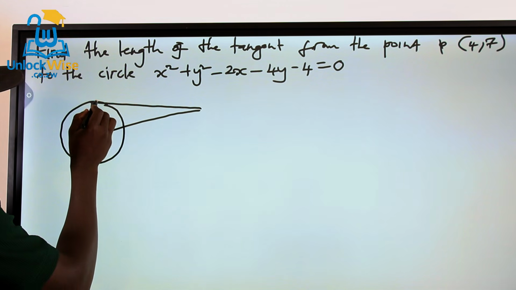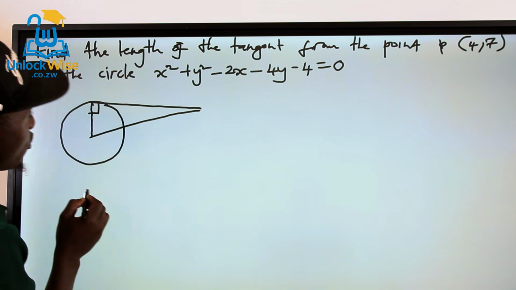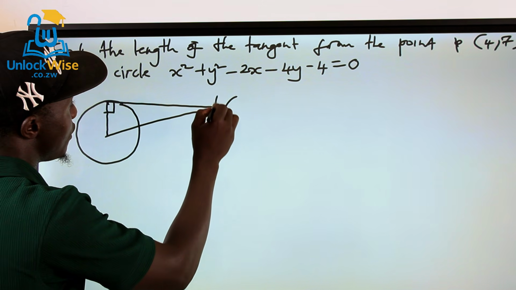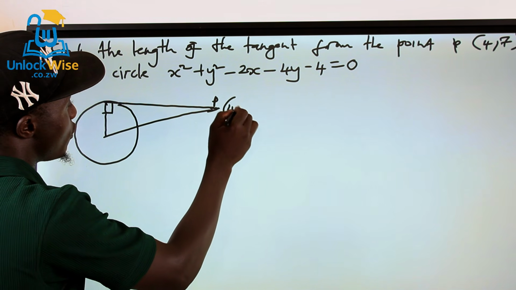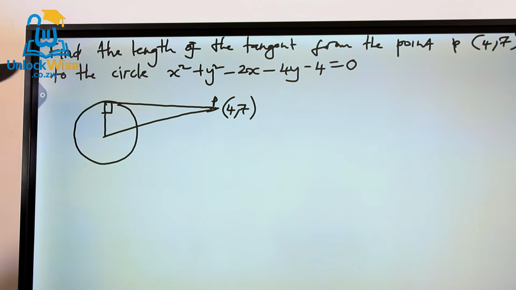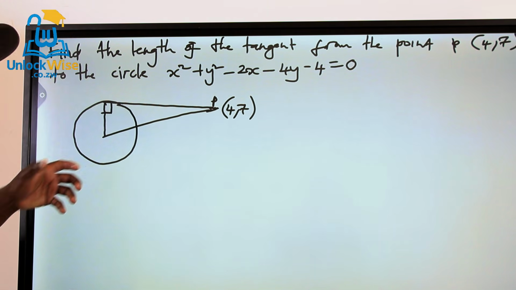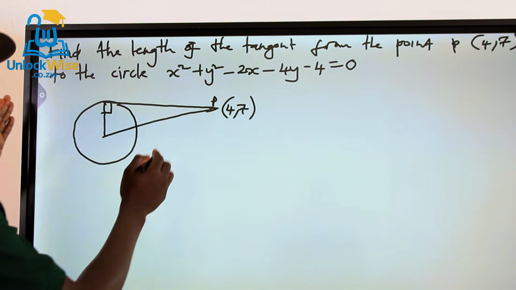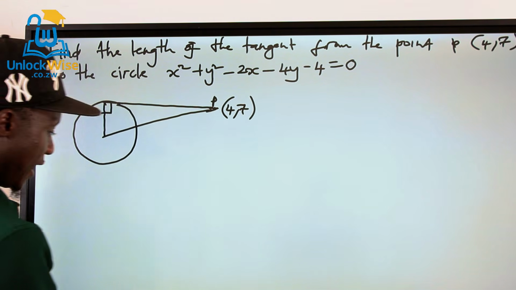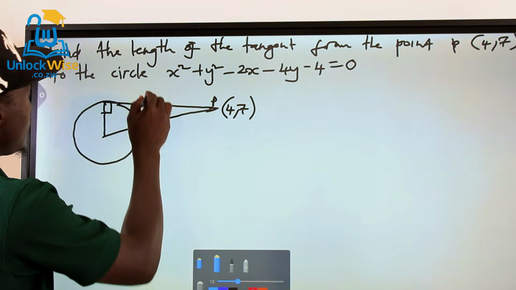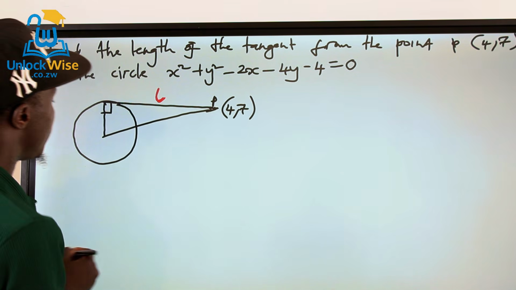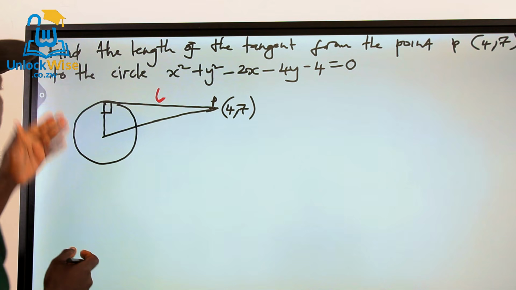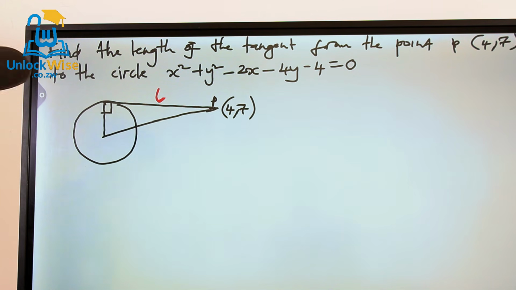Remember, the radius and tangent form a right angle. I'm given the point P, which is (4, 7). The examiner is asking me to find the length of the tangent from point P to the circle. So I need to find this length. But before I do that, I need to find the center and the radius of this circle.